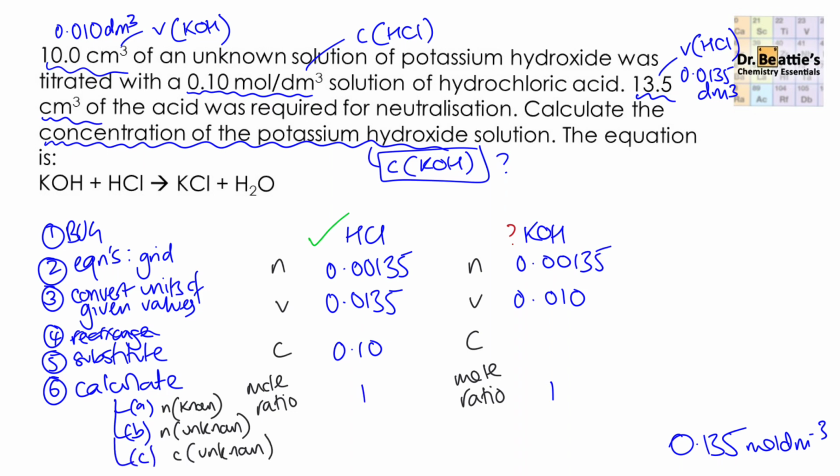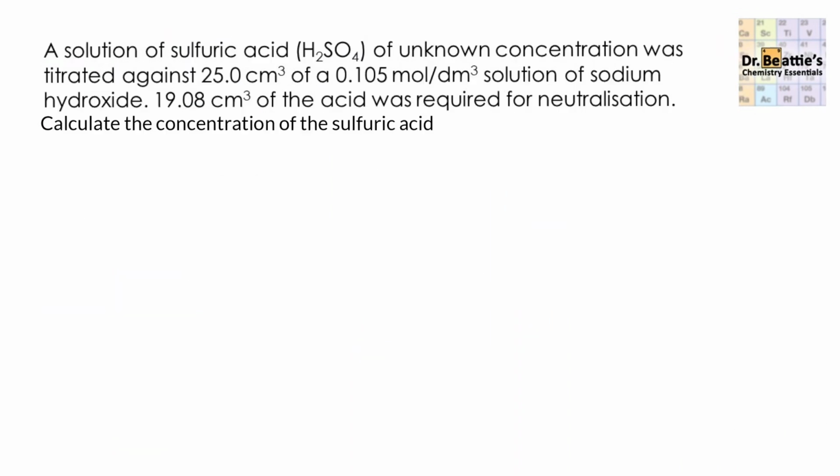Finally, we now have 2 pieces of information in our column for the unknown potassium hydroxide, so we can work out the final thing, which is concentration of potassium hydroxide, and C is equivalent to moles over volume. So we put that into the calculator and we get the answer 135, and then we check the units, and that's obviously moles per decimeter cubed as it's a concentration.